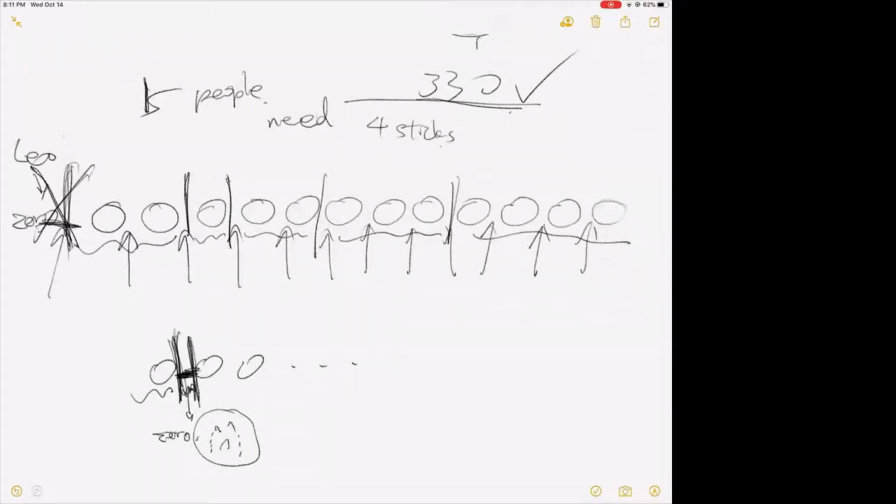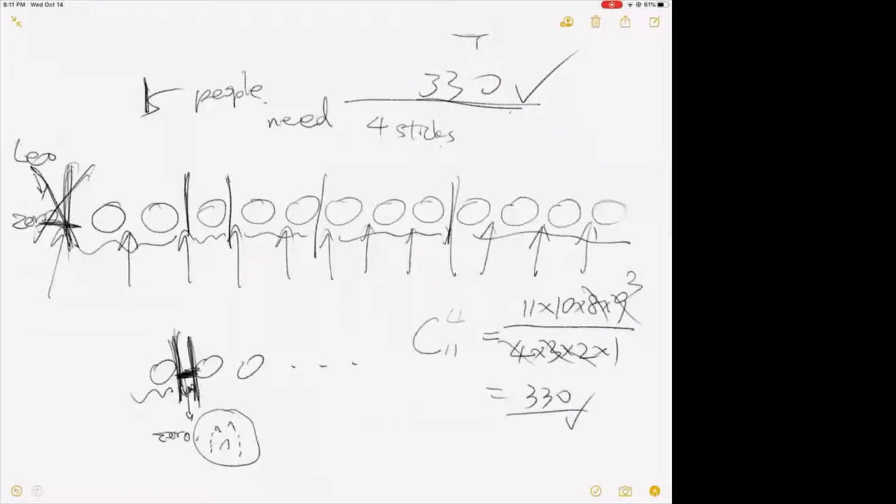Since it is 11 spots and 4 sticks, then it will be C(11,4), that's 11 choose 4. So 11 times 10 times 9 over, and then you can cancel all of them out. So that's 330.